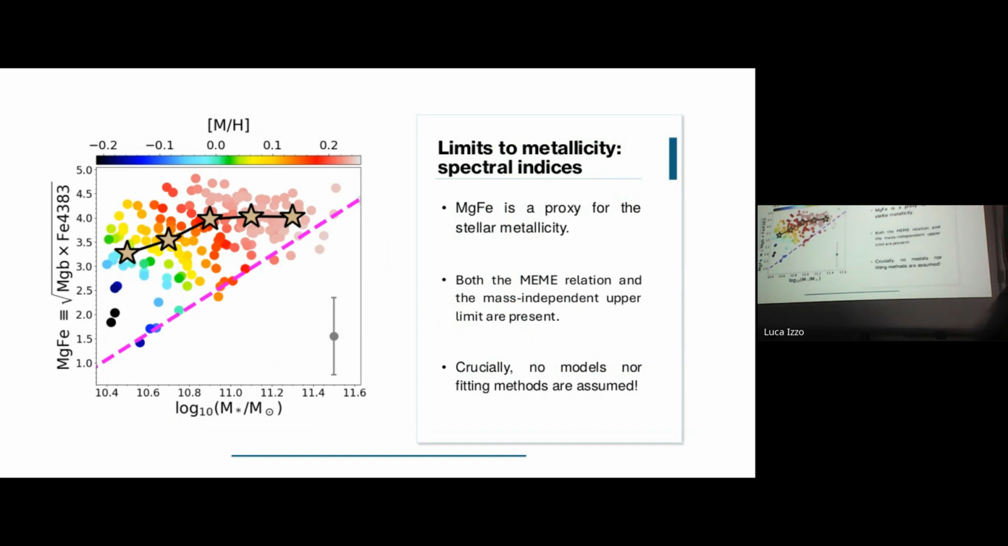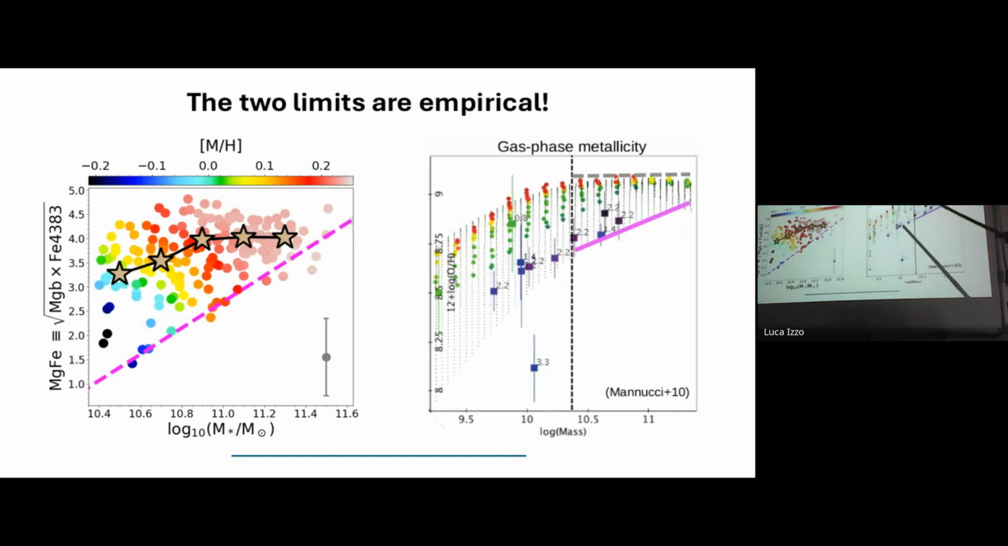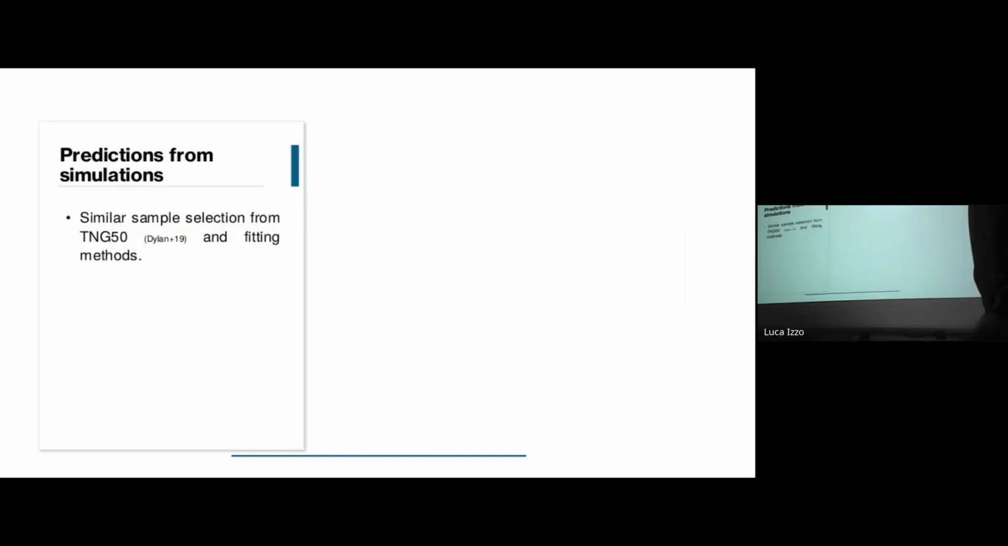We also looked at, crucially, this result is independent of any models or fitting methods assumed, because it's just spectral indices. And we also find essentially the same results in the literature. This is the gas phase metallicity, and you can see that at increasing mass, we start using galaxies with increasing metallicity, and here we have a rather flat plateau. And this is an independent result.